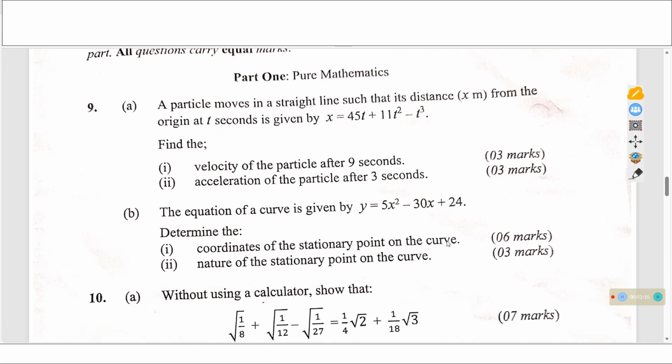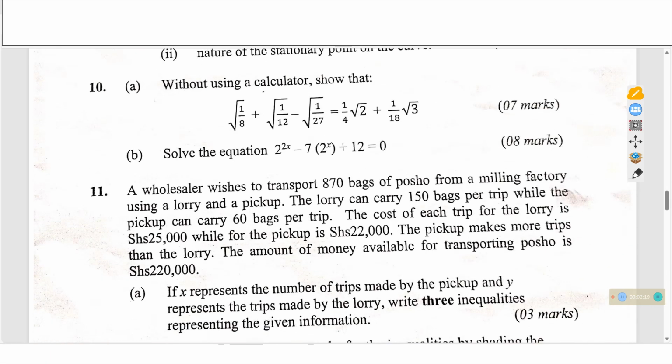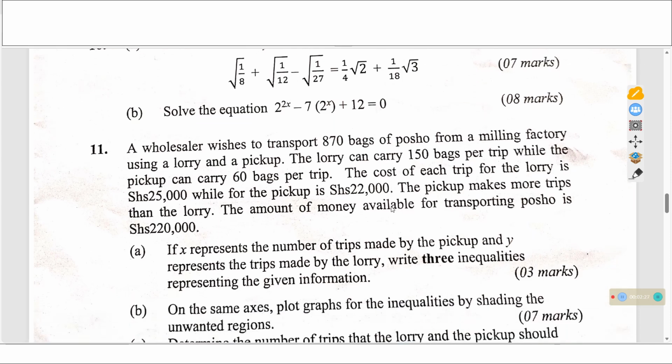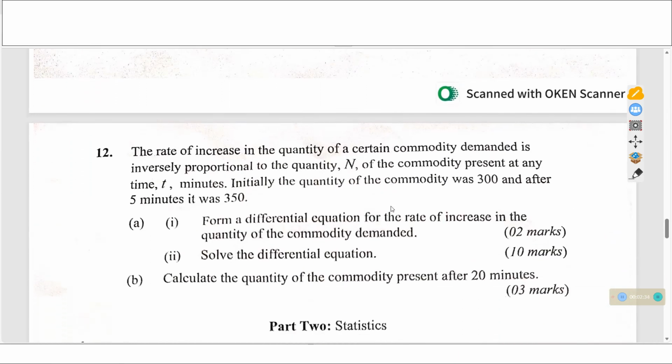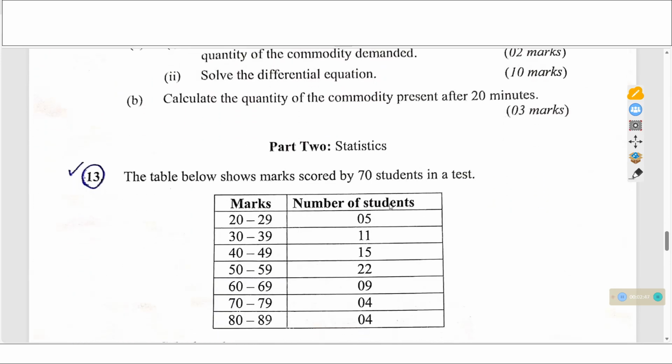So we have question 9 here. Then we have question 10, still in pure mathematics, part 1 of section B, and we have question number 11. So let us go on to the last question in part 1 of pure mathematics, that is question number 12, and that brings us to part 2, which is statistics.